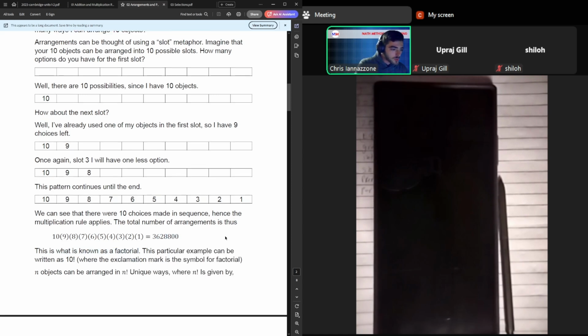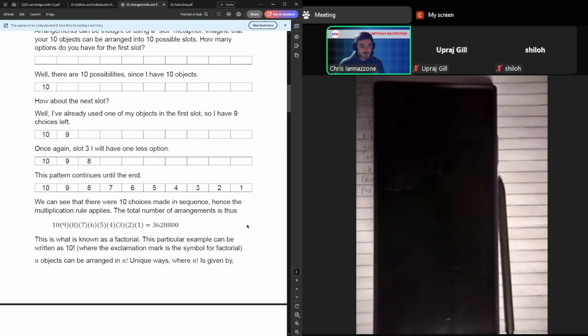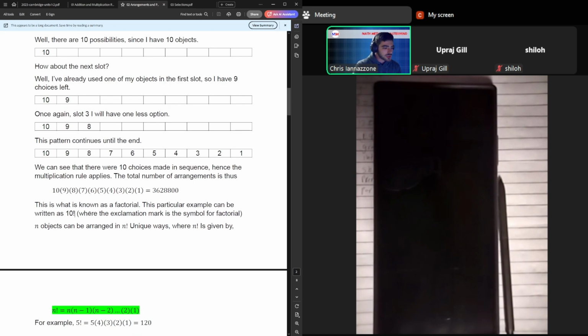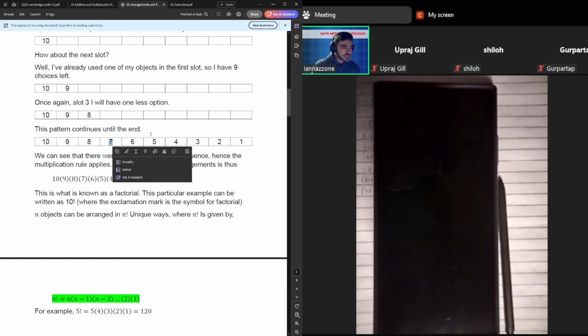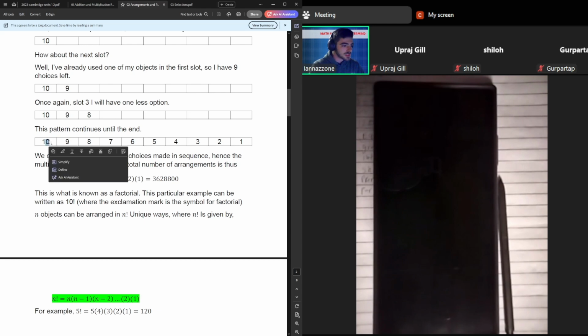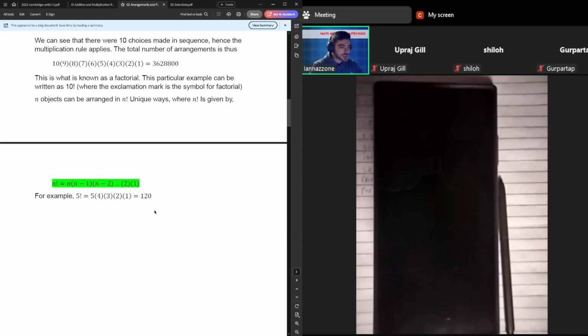This is more formally known as a factorial. Specifically, this would be 10 factorial. Basically, a factorial is just anything that has a starting number and is subsequently multiplied over and over again by a decremented by 1 version of that number. So 10, 9, 8, 7, 6. Or you could have 5 factorial, which is 5, 4, 3, 2, 1. That's the pattern for factorials.